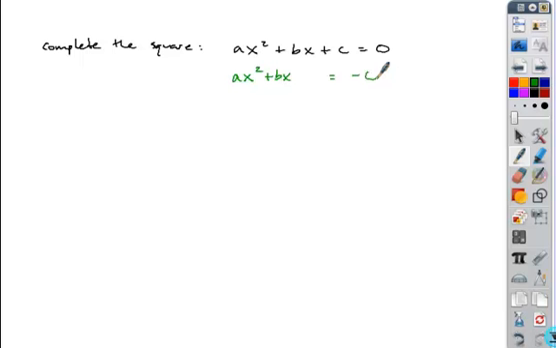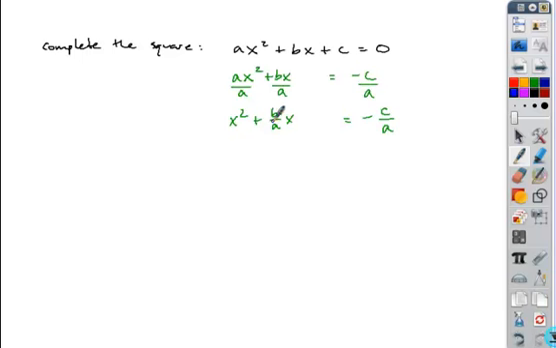So minus c. Step 2, get your leading coefficient to be a 1, and we do that by dividing every term by a. Okay, so I'm left with x squared plus b over a x, leave a space, is equal to negative c over a. Okay, my next step is to complete the square.